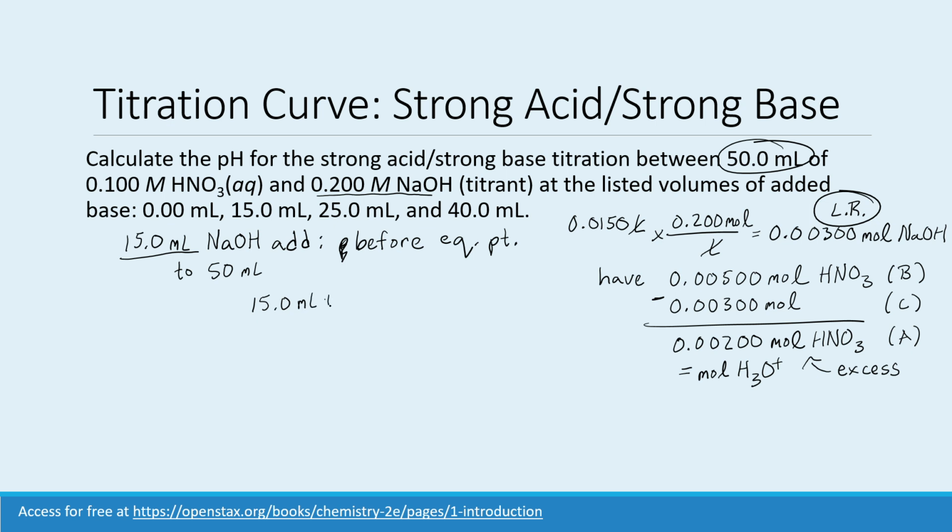Okay, so we're going to have to add that 15 milliliters plus the 50 milliliters of the analyte, so that the total volume of the two combined is 65 milliliters. Right, so that's the total volume. Okay, now we can take the moles of the hydronium ion or the moles of that strong acid and divide by the volume in liters. So 0.00200 moles divided by the 0.065, the milliliters converted to liters.